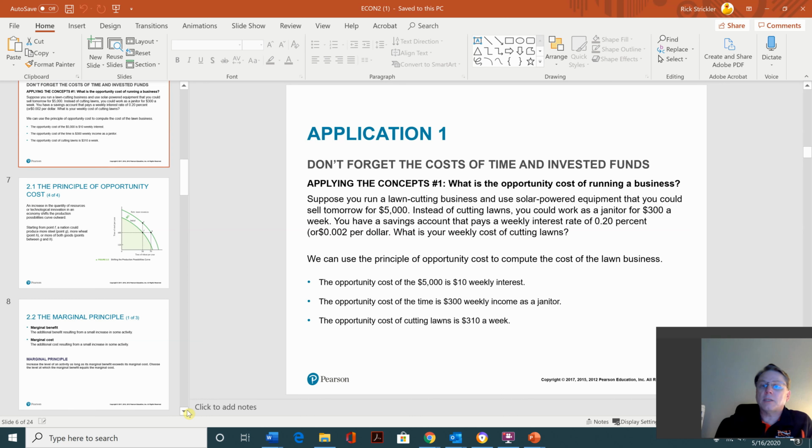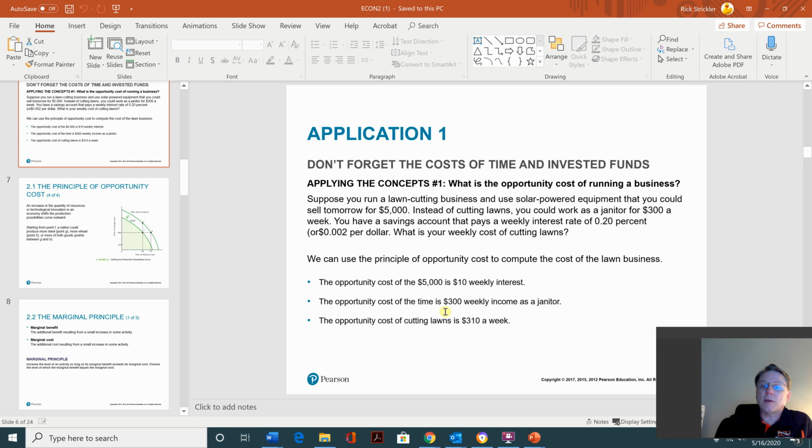So applying the concept, what is the opportunity cost of running a business? Suppose you run a lawn cutting business and use solar powered equipment that you could sell tomorrow for $5,000. Instead of cutting lawns, you could work as a janitor for $300 a week. You have a savings account that pays weekly interest of 0.2%, or 2/100ths per dollar. What is your weekly cost of cutting lawns?